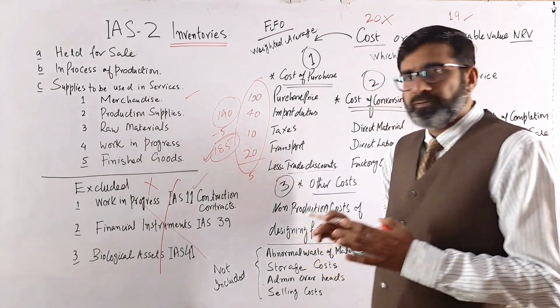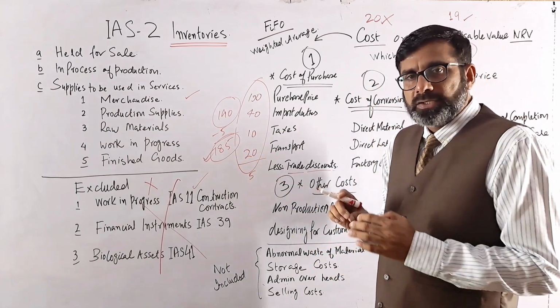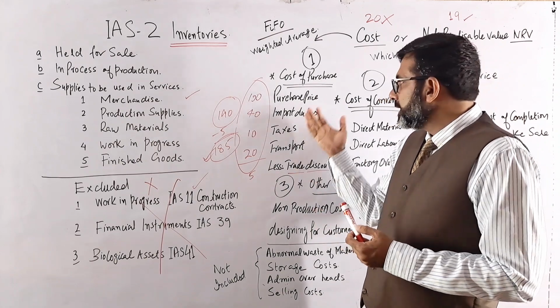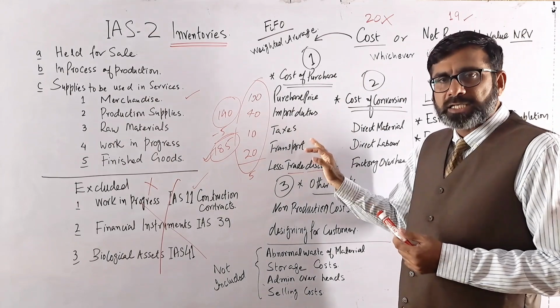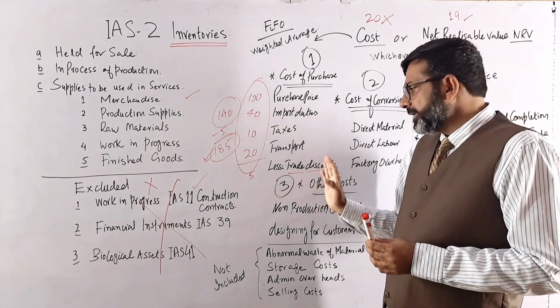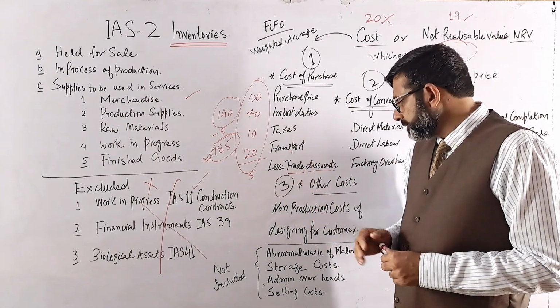So this is the cost of the inventory. This is what we have to consider, not only the purchase price, but all the import duties, all the taxes, transport, and if any trade discount is there, we have to subtract it.